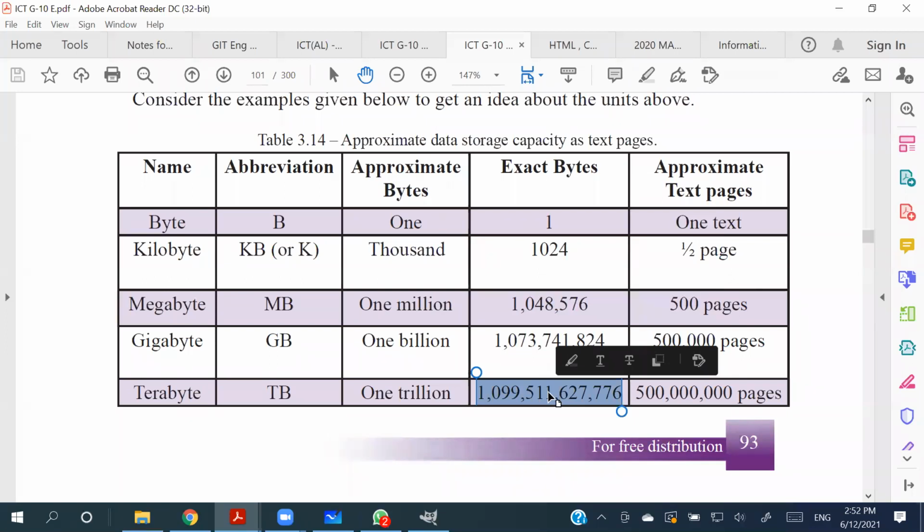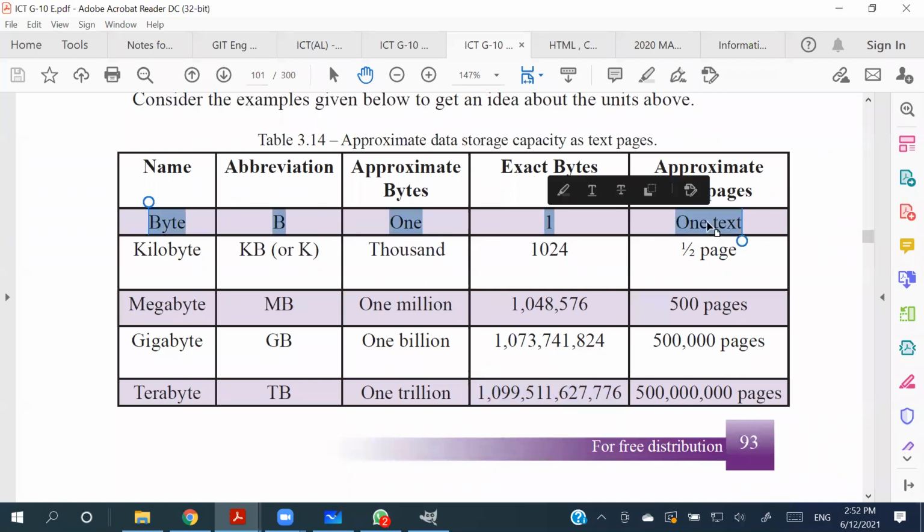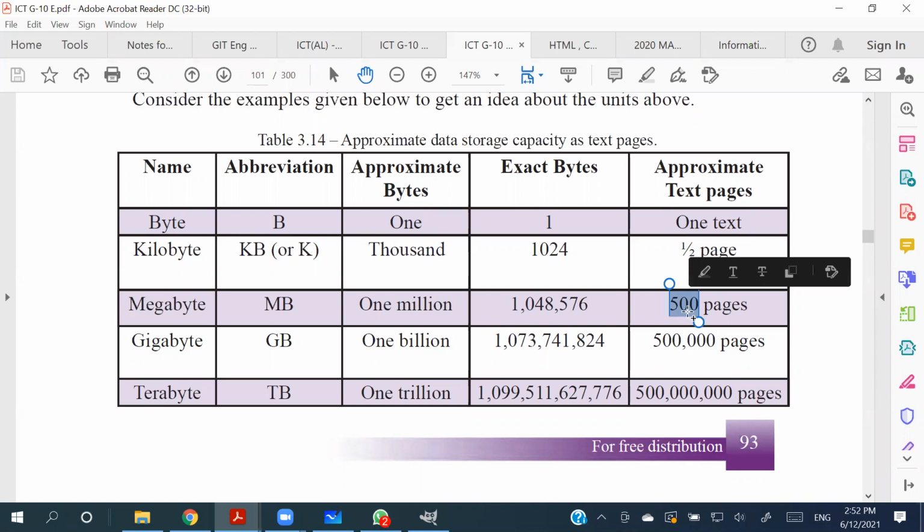And regarding the text, in words, 1 byte is like 1 character of text, right? And a kilobyte is like half a page, right? A megabyte means 500 pages. It's a big book, right? Can you understand that? A book of 500 pages, if we put it on a book rack, it takes some space.